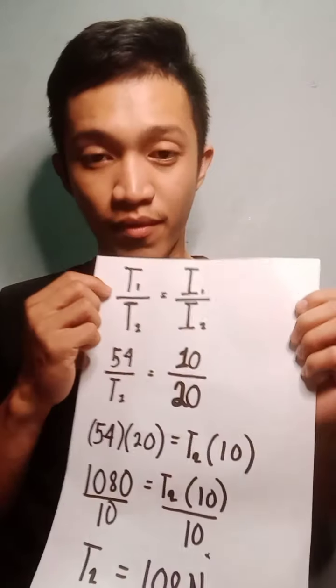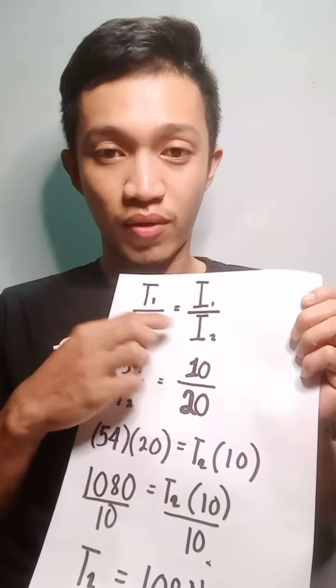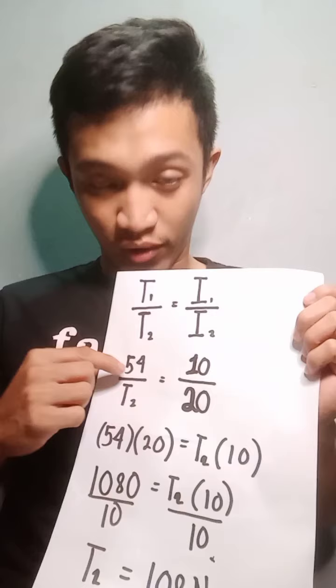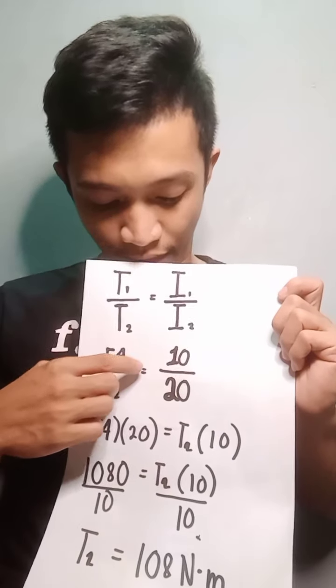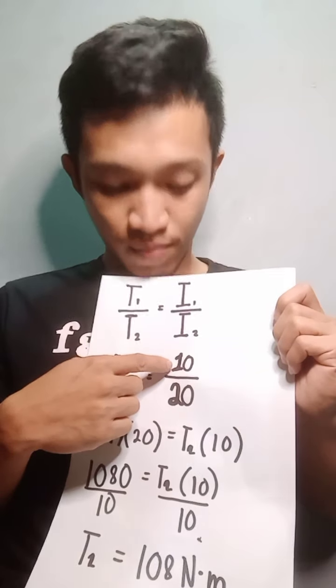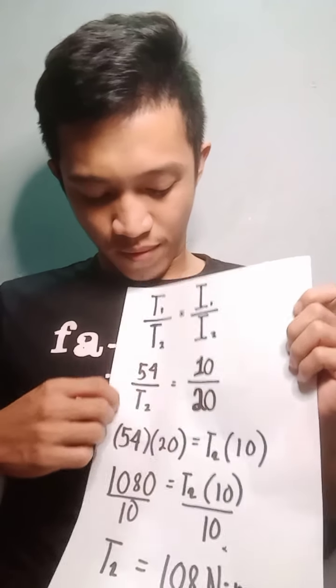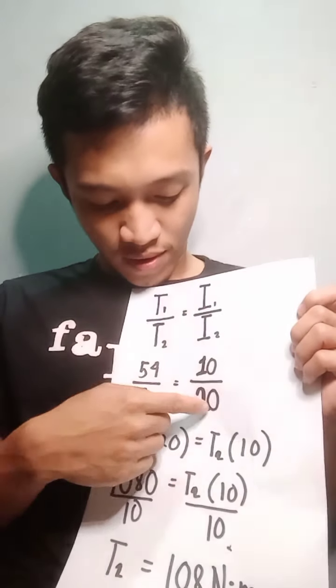For question 67, we use the formula torque 1 over torque 2 is equals to current 1 over current 2. We have the given torque 1, which is 54 Newton meter, and the current 1, which is 10 amperes, and the second current is 20 amperes. Now we cross multiply this 20 and 54.